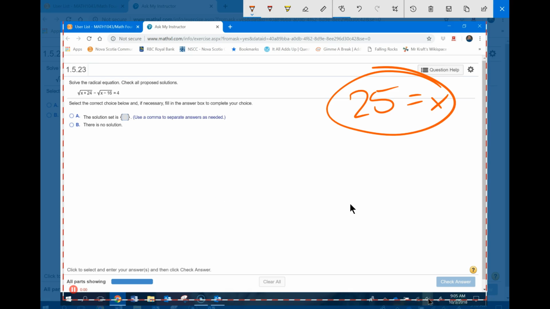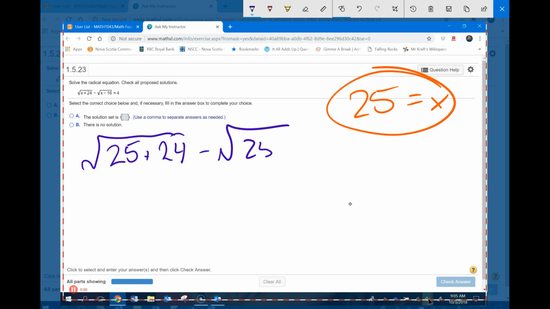Now make sure to always check, right? That's the deal with these. So let's go back in and we'll plug in what we have now. We're going to have 25 plus 24, minus the square root of 25 minus 16, and that should equal 4 when we're all done.